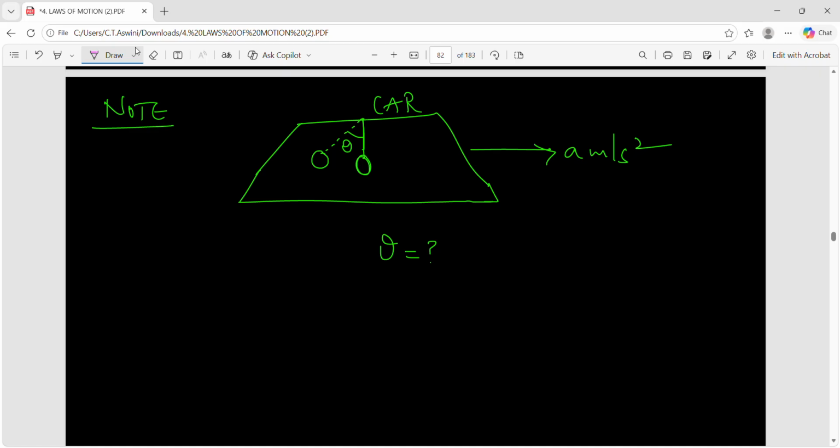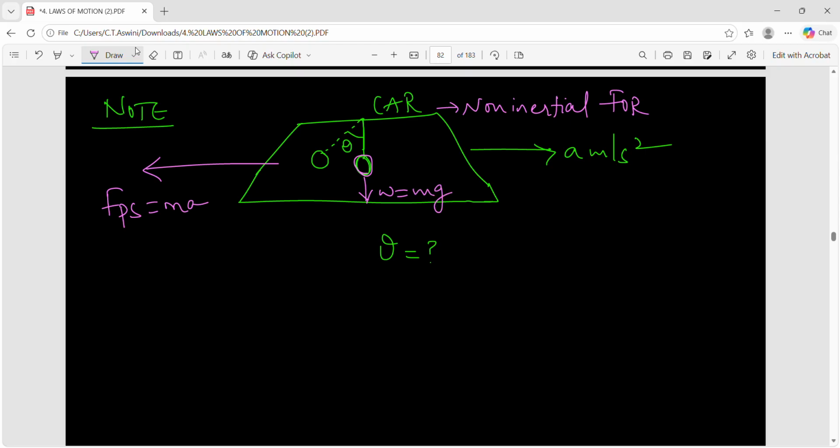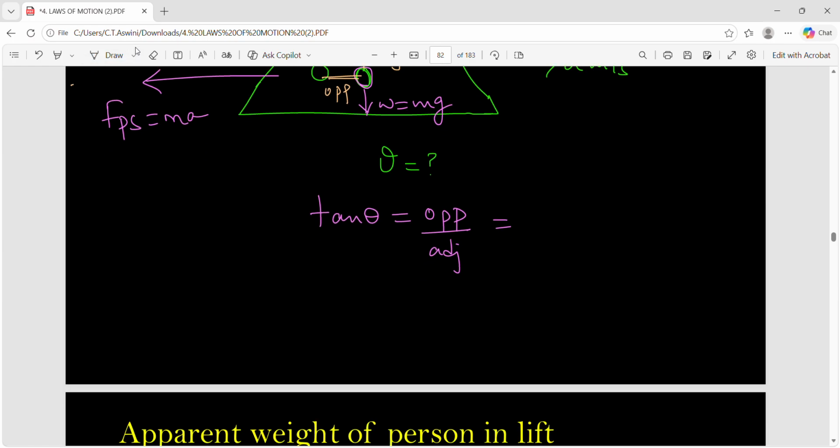We'll consider pseudo force and simplify this. Since the car is a non-inertial frame of reference, opposite to a we take a pseudo force, which is equal to m into a. Now for the bob, what will be acting downward? Its weight, that is m into g. To find theta, we'll use the trigonometric function tan theta, which is opposite side by adjacent side. What is opposite to theta here? This is the opposite side, which is the pseudo force, and this is the adjacent side, which is the weight of the bob.